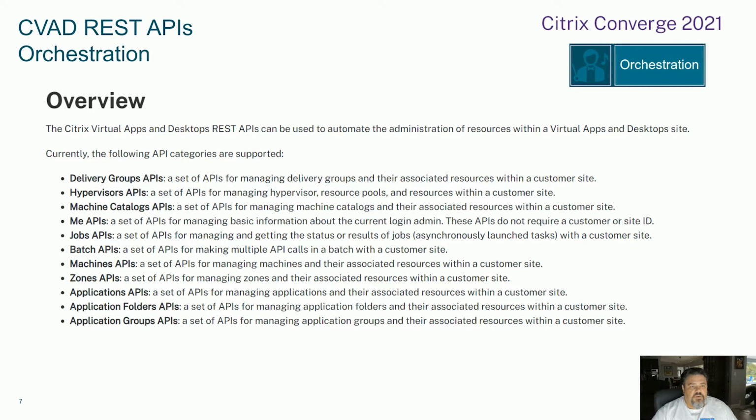Digging in a little bit to the orchestration library, you can see that we have many different types of API sets in here. Everything from delivery groups to managing hypervisors, creating machine catalogs, and a lot of different API sets for jobs and batches, and pretty much anything that you can do in Web Studio. These are the APIs running behind the scenes to allow you to do that. So there's a lot of flexibility here and a lot of ability to create and manage your own and do a lot of that through automation using asynchronous tasks.